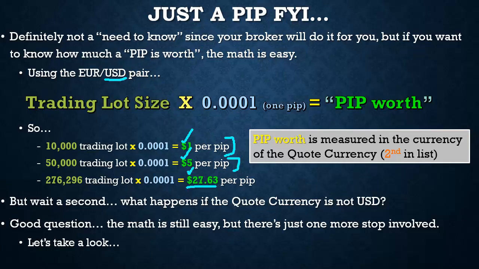But hey, that brings up, well, wait a second. Not all pairs have the US dollar as the second in the list. So what happens if it's someplace else? What happens if it's the first in the list? Then what happens? That's a good question. The math is still easy, but there is just that one extra step involved. So let's take a look at an example of this.